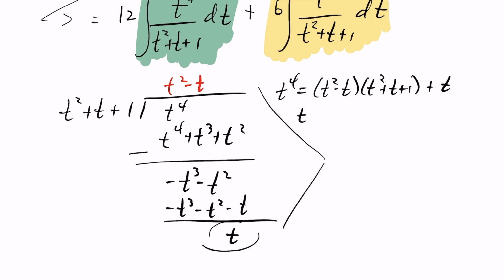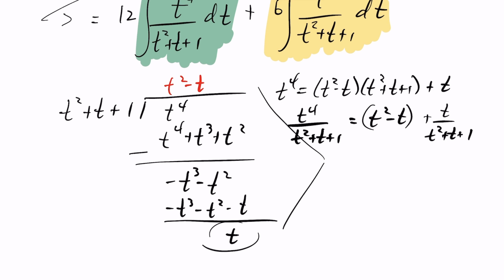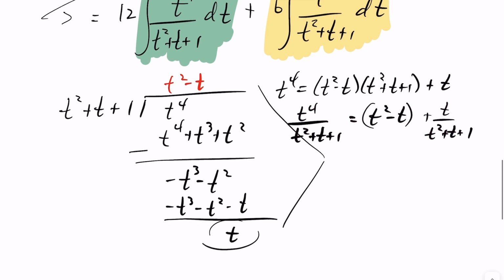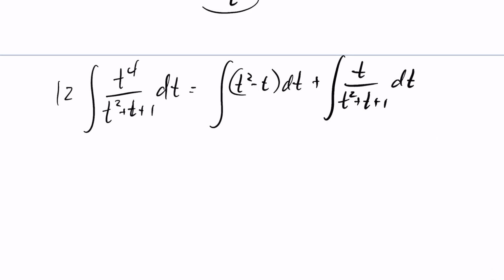So therefore, t to the power of 4 over t squared plus t plus 1 is going to be t squared minus t plus t over t squared plus t plus 1. So using our long division of polynomials here, I can rewrite this as follows. This will allow me to go ahead and take the integral. So let's take a look at that expression here. And you can see I've now replaced my t to the power of 4 over t squared plus t plus 1 with the following expression.